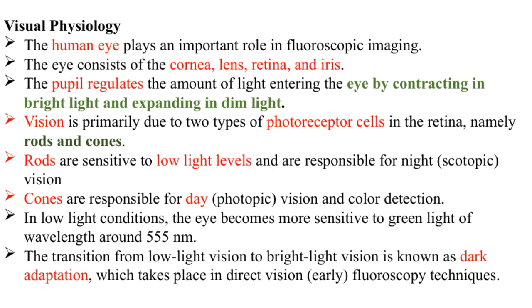Finally, there's the concept of dark adaptation, which is the process our eyes go through when transitioning from bright to dark environments. This adaptation takes time and is especially relevant during early fluoroscopy techniques, where understanding how the eye adjusts can impact image interpretation. Connecting this to our overall theme, understanding how our eyes work helps us appreciate the importance of visual physiology in accurately capturing and interpreting fluoroscopic images.